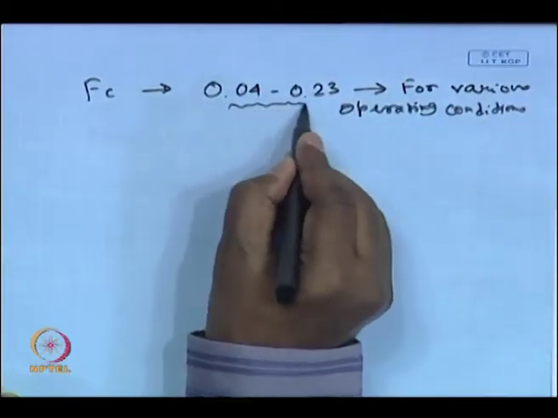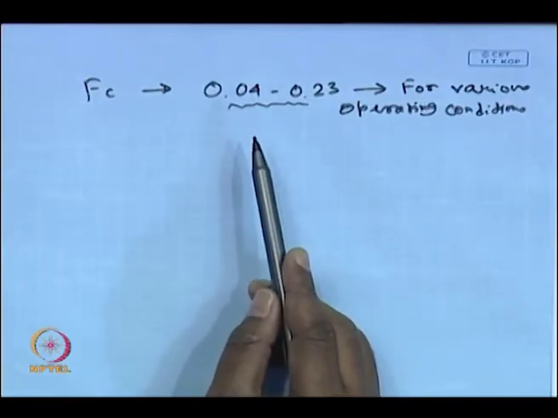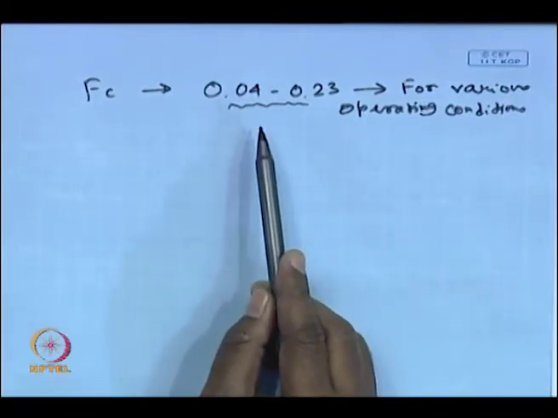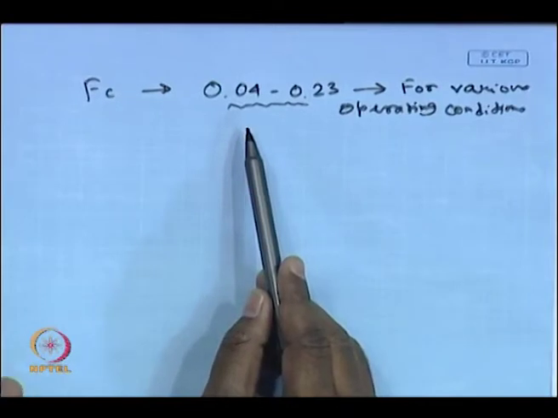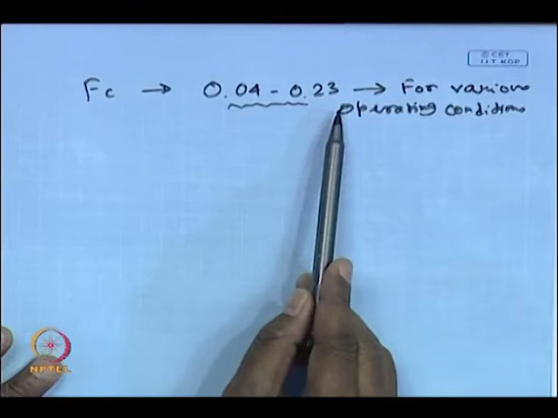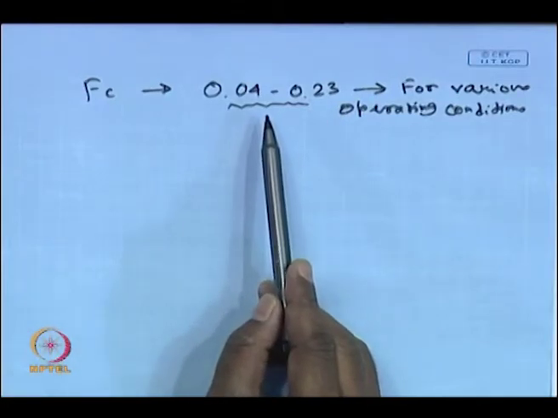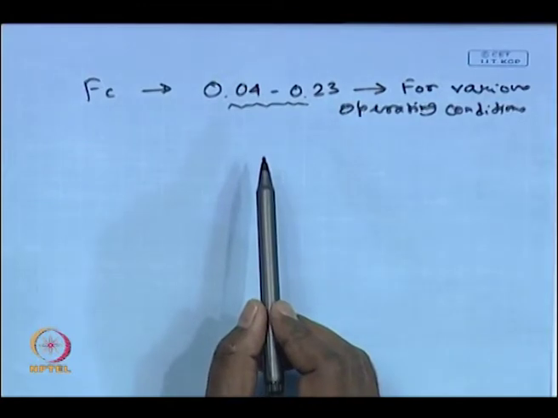I intentionally gave these values because you can understand what actual volume reduction will occur. The volume reduction will not be in the order of 2 times, 3 times, not by 50%, not by 70%. It will be extremely small. The volume reduction will be to the tune of 0.04 to 0.23, that means 4% to 20%. That is the order of volume reduction we are talking about in this particular case.